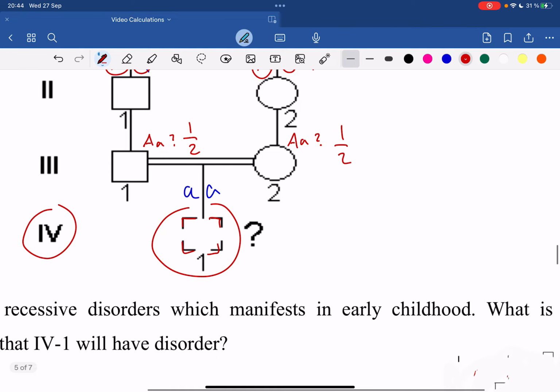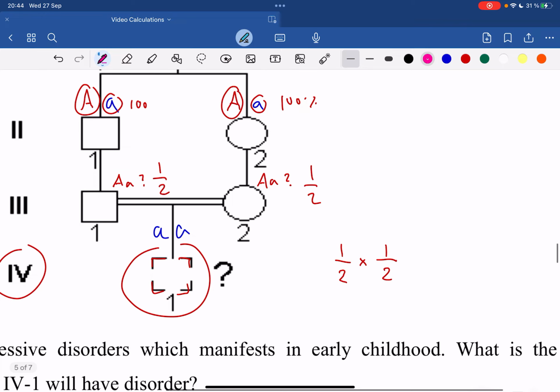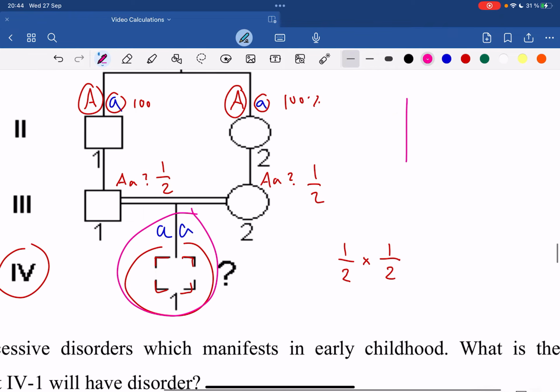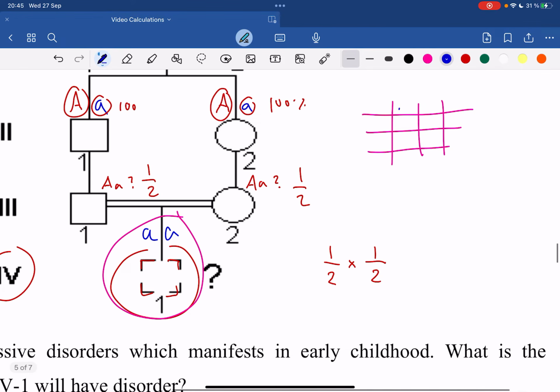So we know the first parent's probability, the father's probability to be heterozygous is 1/2, times the mother's probability to be heterozygous, which is 1/2. We write a Punnett square for the probability for this kid to be affected, which would look like this.